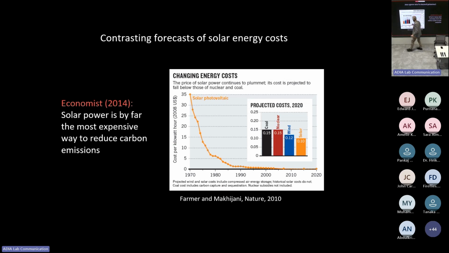I want to show that I have a little bit of cred here. This is a paper we published in Nature in 2010. We forecast that solar would be cheaper than coal-fired electricity by 2020. And just to illustrate that this was not the standard point of view, in 2014, The Economist was still saying solar power is by far the most expensive way to reduce carbon emissions. So we were right. We pretty much nailed it. If anything, we were a little too pessimistic. But this was our forecast in 2010.